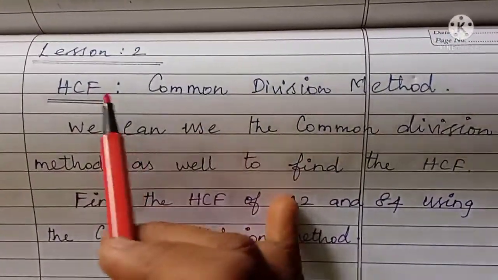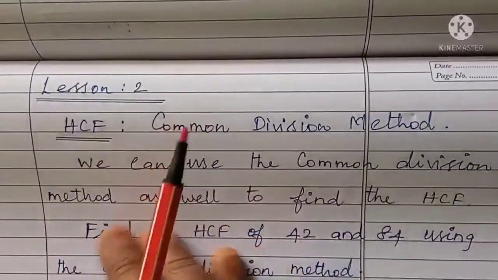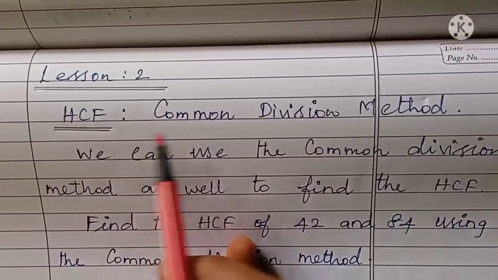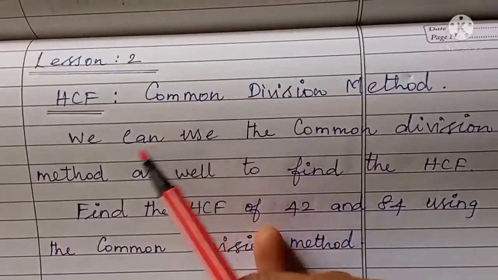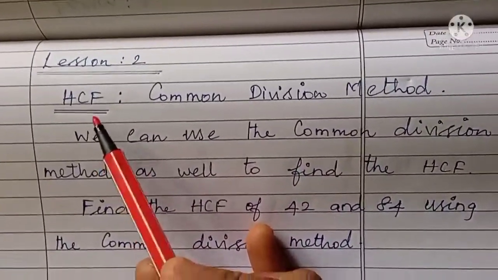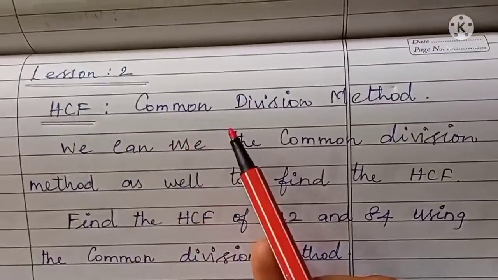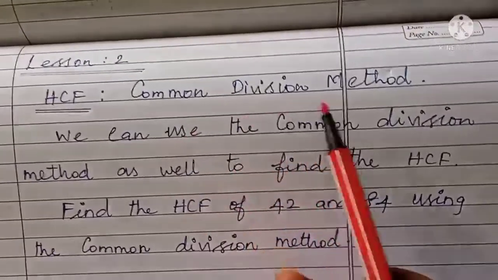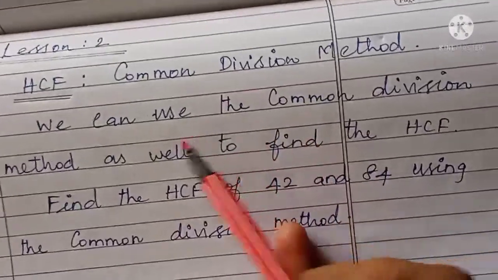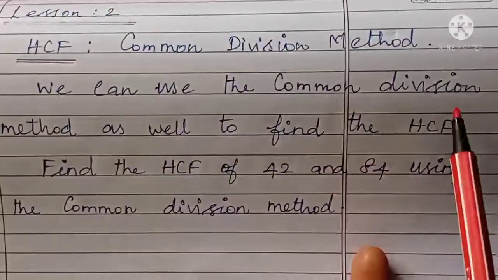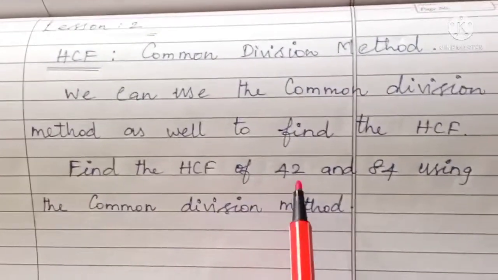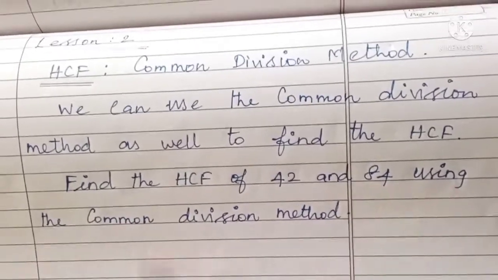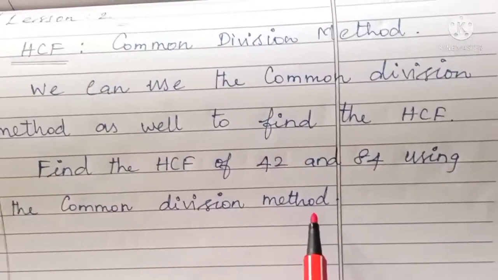Next, lesson number 2: HCF, common division method. In the previous lesson 1, we got the answer by finding the HCF using the factor tree method. Here we are going to use the method of common division. So we can use the common division method as well to find the HCF. Find the HCF of 48 and 64 using the common division method.